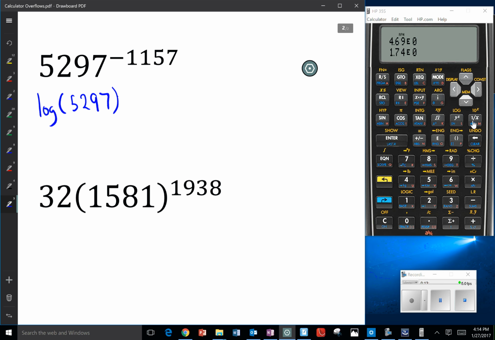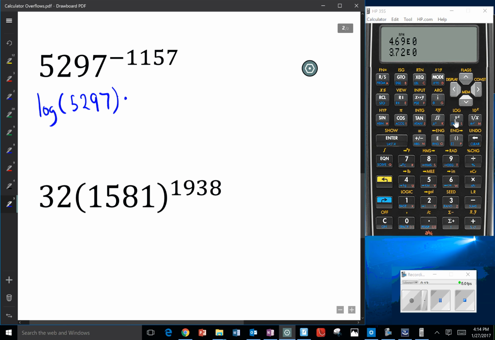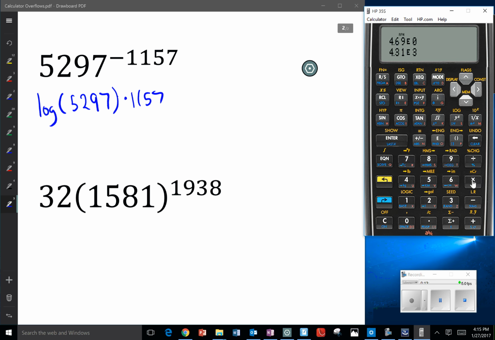So, first thing, we're going to treat it like a normal problem. 5,497, we're going to log it, right? We get that. We're going to multiply that by the 1157. 1157 times, right? We get 4.31 times 10 to the 3rd, right? That can't be right. Somewhere I made a mistake. Let's try that over. 4,297. I'm going to log that. Times 1157 times. Maybe I did do it right. Yeah, I did. All right.